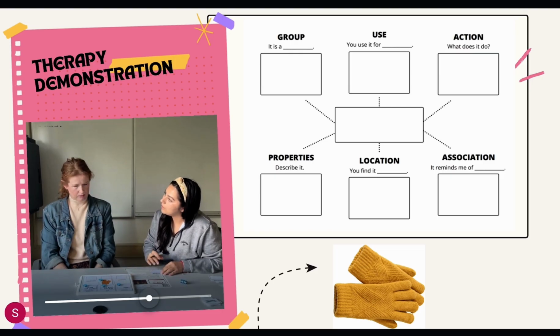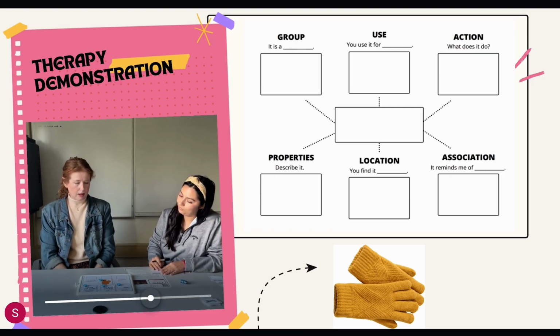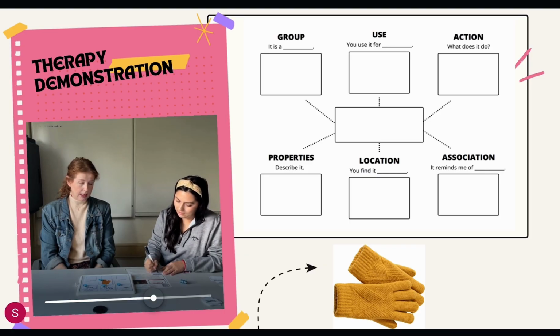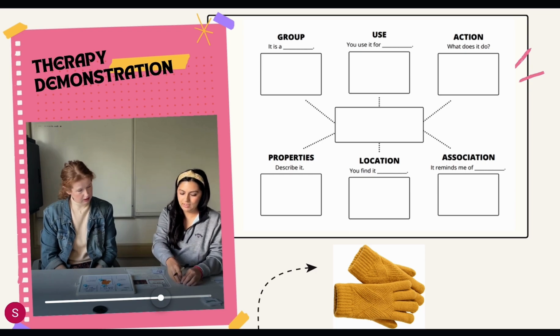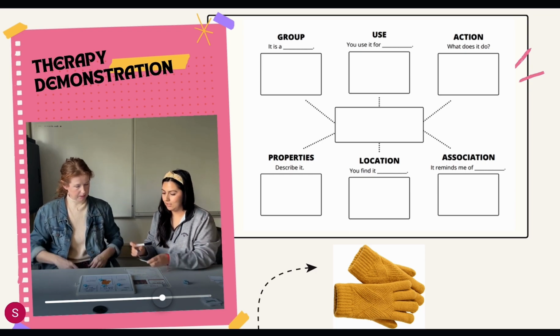How would you describe this item? It looks soft. Yes. And it's yellow. Yes. And it's fuzzy. Fuzzy, yes, they can definitely be fuzzy. Okay. Alrighty, let's stick this one on. Okay.